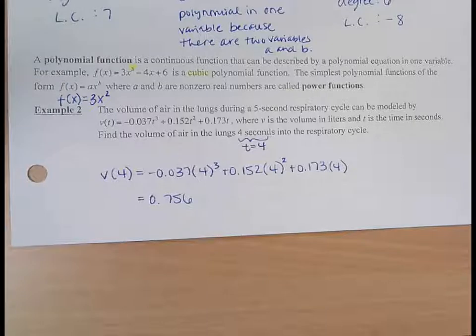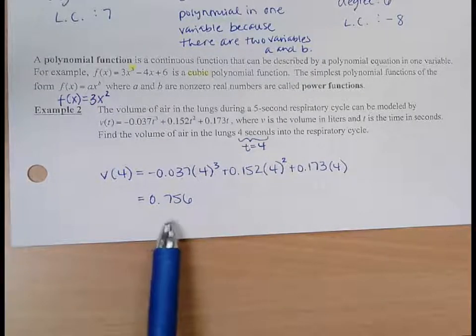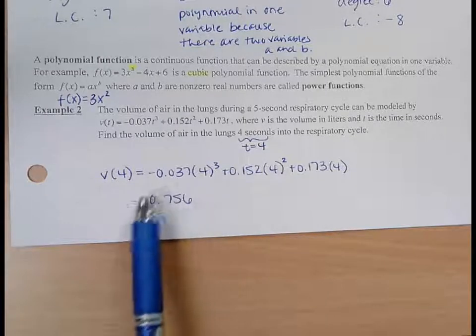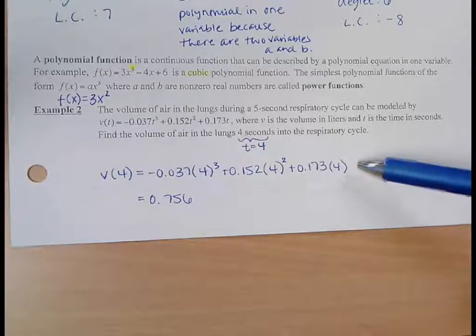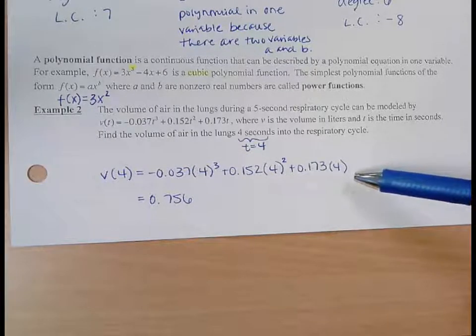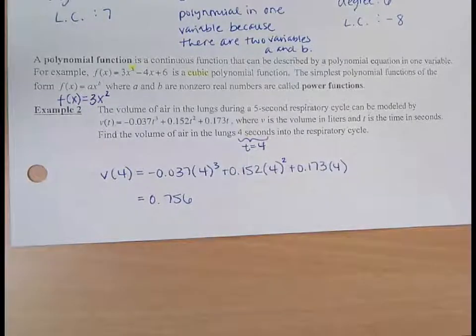I just want to make sure, checking in with everybody, you at least knew that you needed to substitute 4 in for t. Now just make sure you did it correctly. This should be the final volume, 0.756. If you were not getting that, that could just be how you're following order of operations. You would need to do the exponents on the 4s first, and then multiply, and then add.